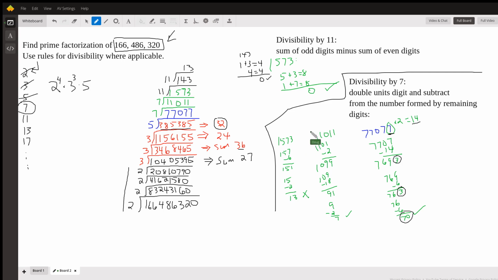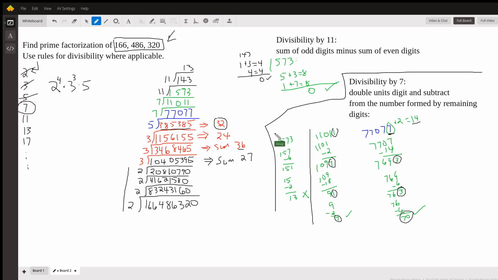Okay, and here's another example. 11011, double that digit, which is 2. Subtract from 1101, you get 1099. Double that digit, 18. Subtracted from 109 is 91. Double that digit, subtract from 9, you get 7. So that number must be divisible by 7, and it is.